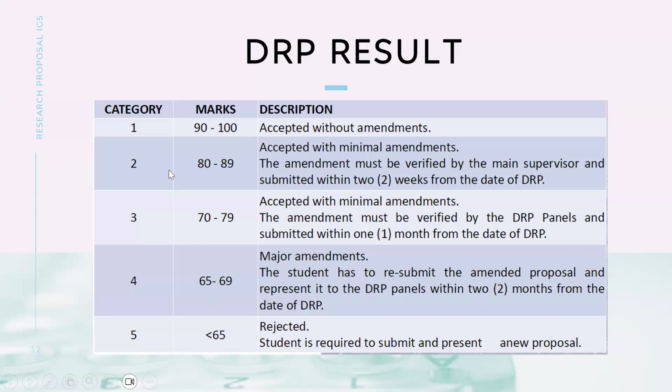So there are differences between category 1 and category 5. If possible, we target to have the first 2 categories, and especially for those who are planning to convert from master to PhD, you should target these 2 categories, or else you cannot convert.